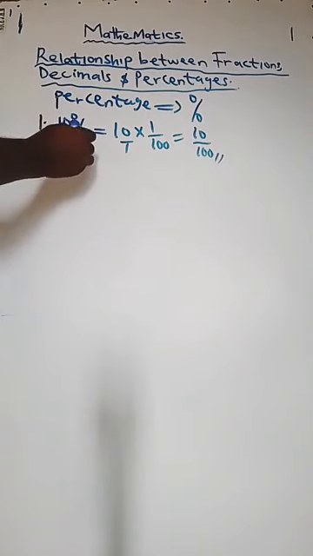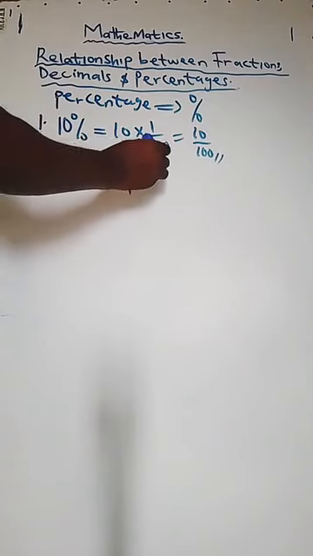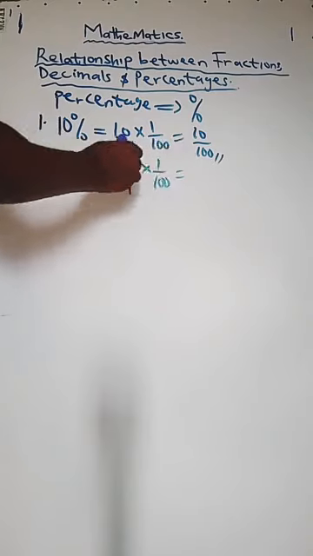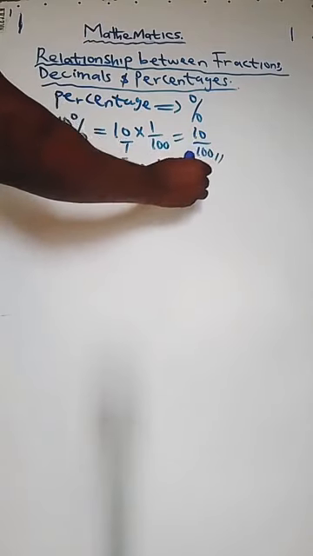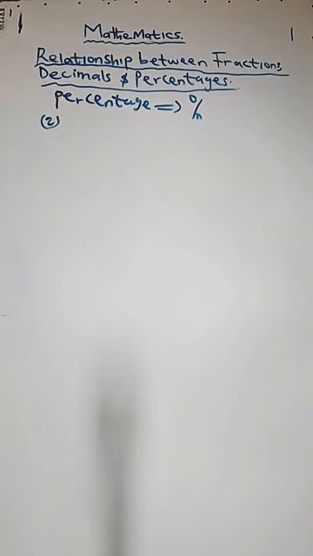If I have 5%, it means 5 over 1 times 1 over 100. So 5 times 1, 5. 5 over 100. That is 5%. So what we're saying is that you can define a percentage as multiplying a given number by the inverse of 100. Two, you can also explain percentage as dividing a particular number by 100.